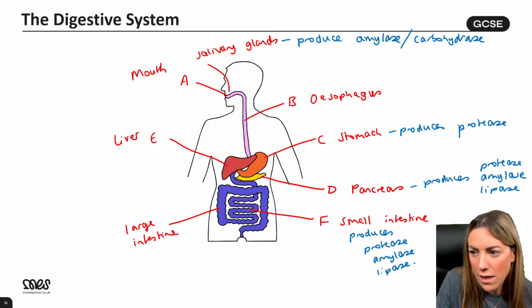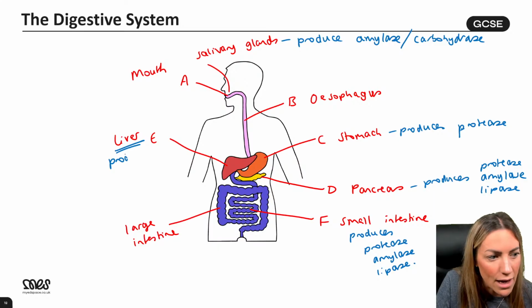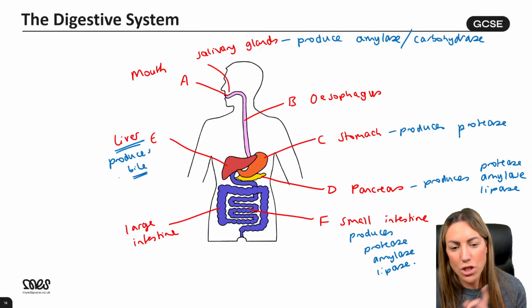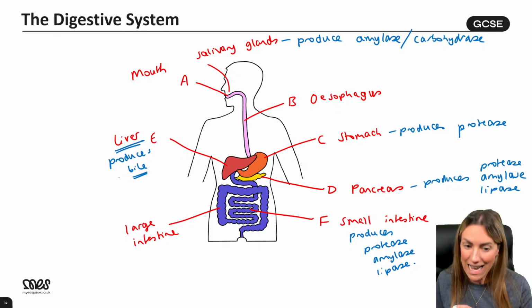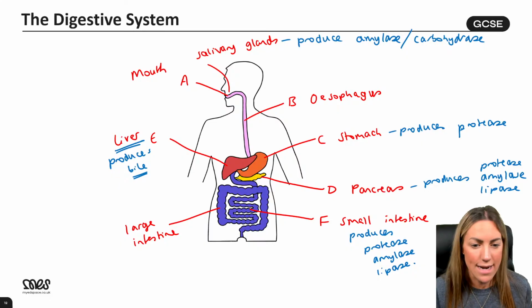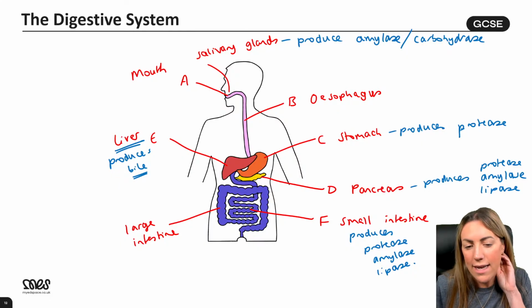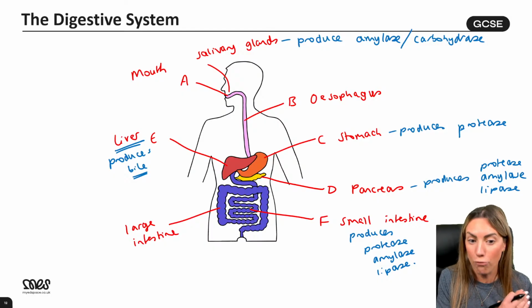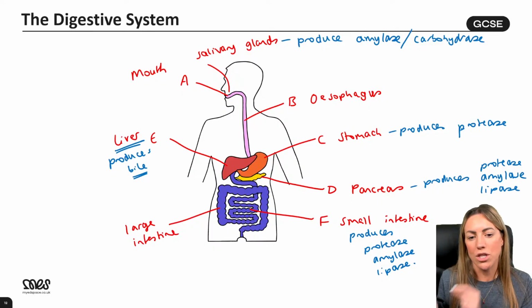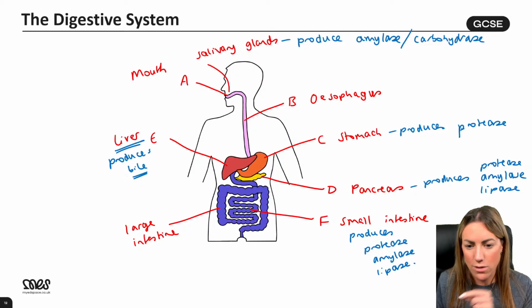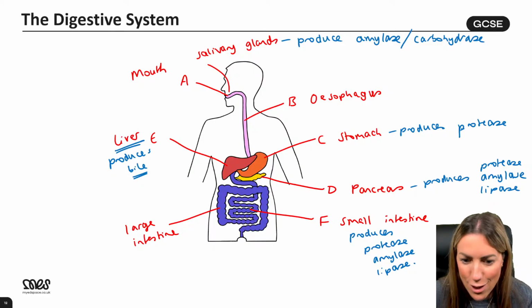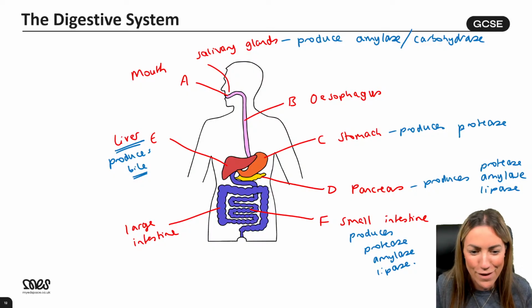Now, loads of you are talking about the liver. The liver does produce bile. But just so you know, bile is not an enzyme. Don't talk about it in an enzyme question. If they specifically ask you about the role of bile, we've got a question coming up later on that. So I'm going to wait to talk to you about bile later on. But yes, it emulsifies lipids.